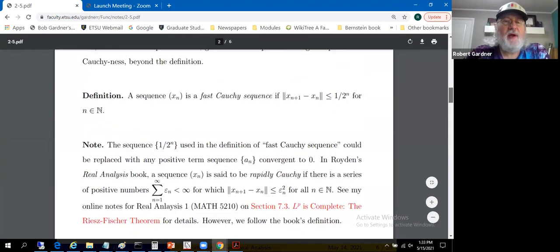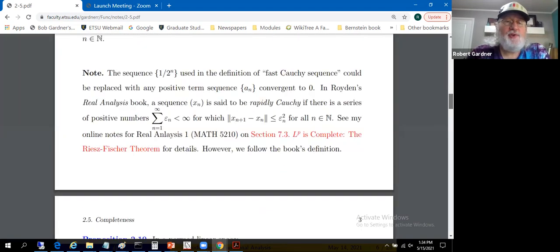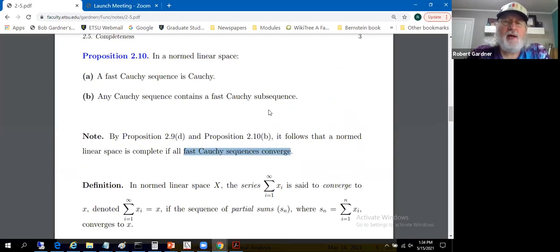Hey, but wait, if a Cauchy sequence has a convergent subsequence, then the Cauchy sequence itself converges. That's the last thing we showed. So pasting together those two observations, to show completeness, it's sufficient to show that fast Cauchy sequences converge. And we'll establish completeness by showing that.